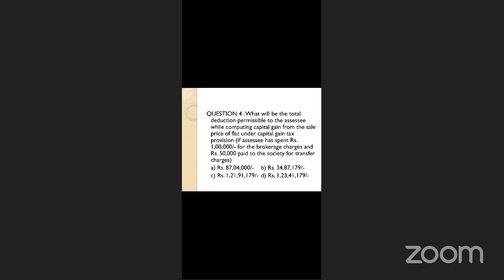Whatever expenses are related to the transfer, brokerage will be there. Then come society charges and those things. So that can be reduced from the sale consideration. Okay, so we'll see how it is done.